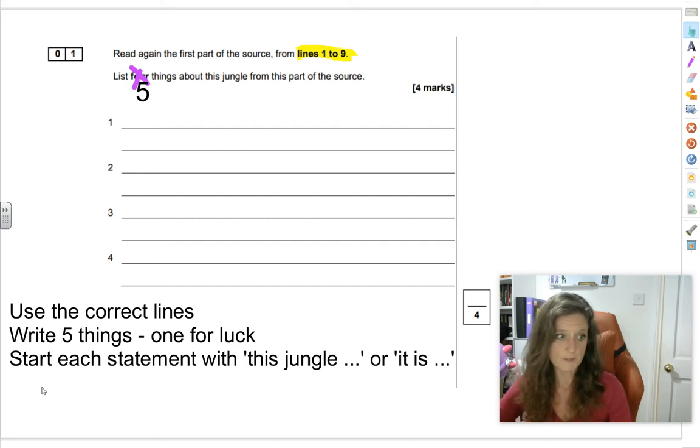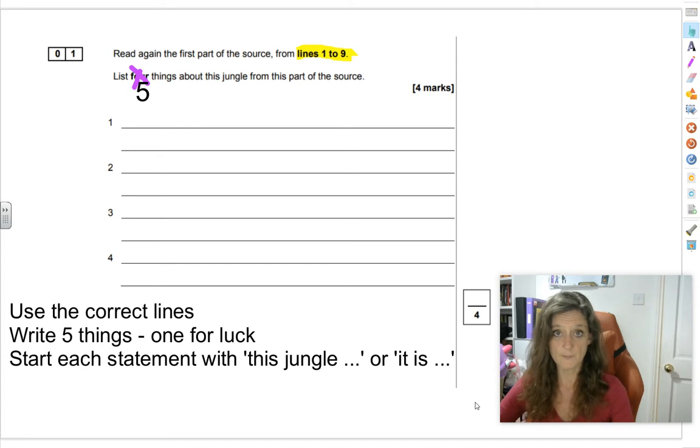Okay, the next thing is, it says in the exam paper, list 4 things about this jungle from this part of the source, and I'm going to give you an examiner's tip. Don't list 4, list 5. You're going to do 1 for luck. As an examiner, I have to put a tick by every single true statement that you write down, every single correct statement. It's really easy to make a stupid mistake or to get something very, very slightly wrong.